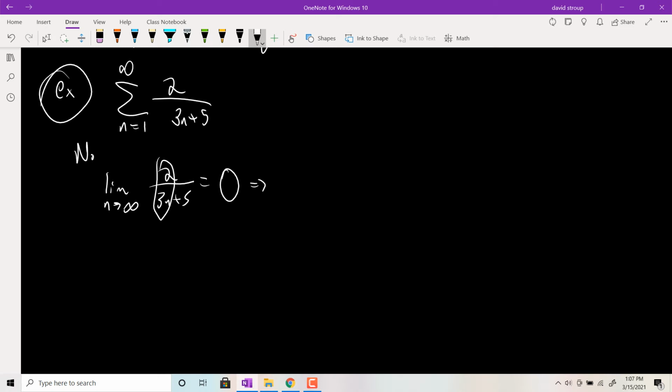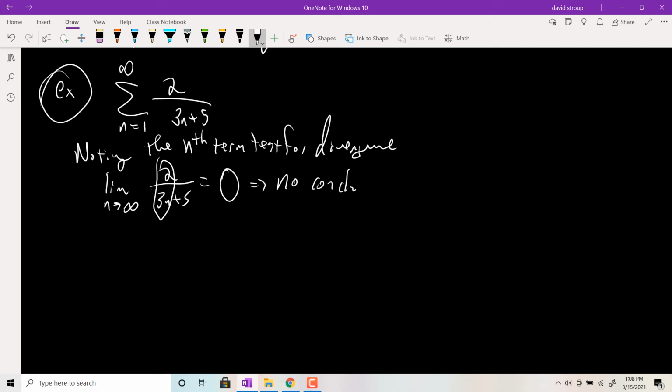So, being a little more careful about how we present our work, noting the nth term test for divergence: the limit of that thing goes to 0, hence there's no conclusion. The only conclusion you can ever really make there is if it doesn't go to 0. If that does not go to 0, it's automatically divergent, and you could stop. Otherwise, you're out of luck.